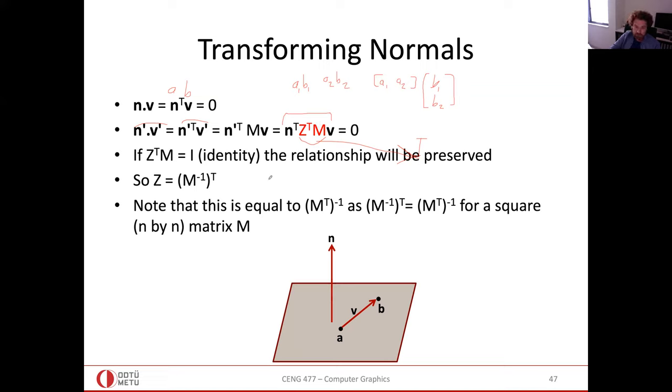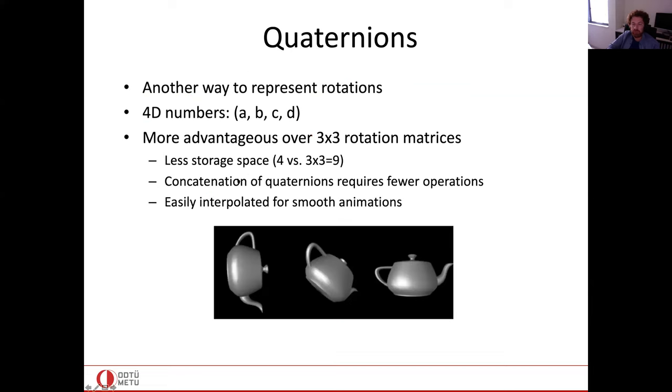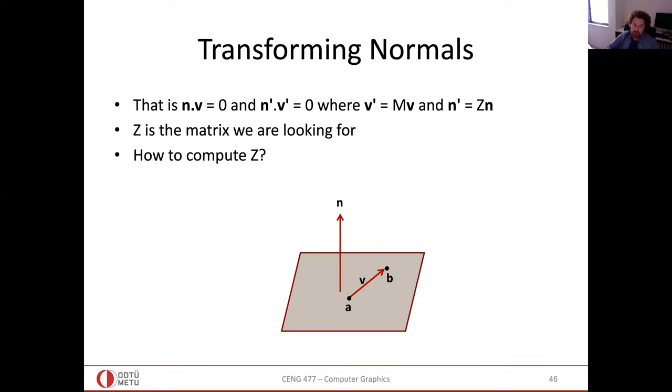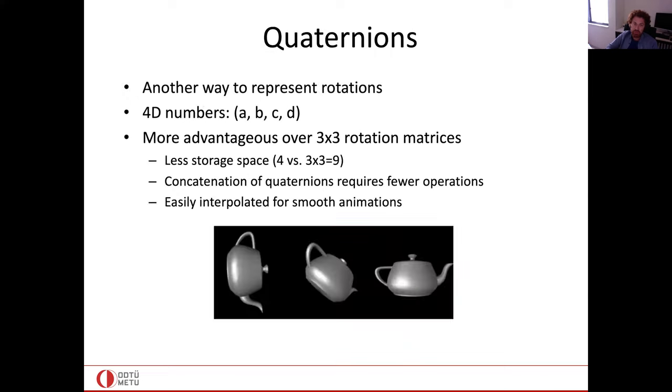Then the rest is simple logic. Since this is equal to identity, then Z is, I first lose the transpose by taking transpose, then take the inverse. So that would be your answer. This is what you will use to transform your normals. And with that, my discussion on modeling transformations is done.